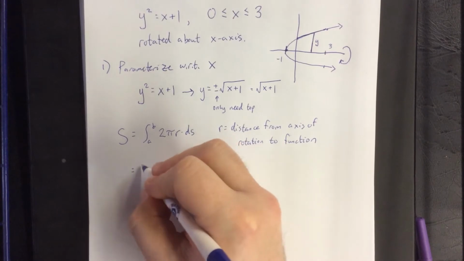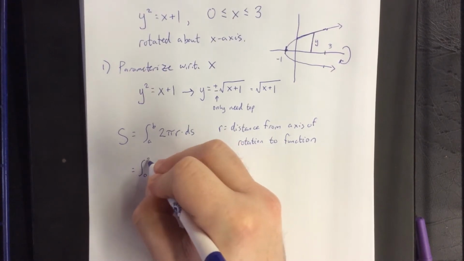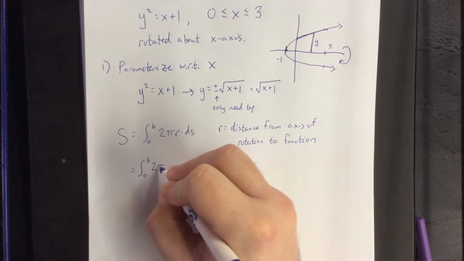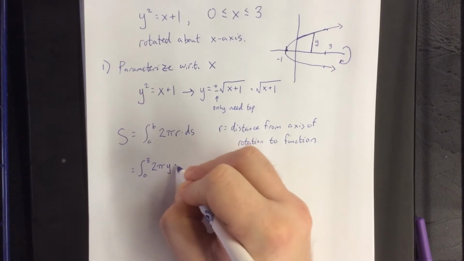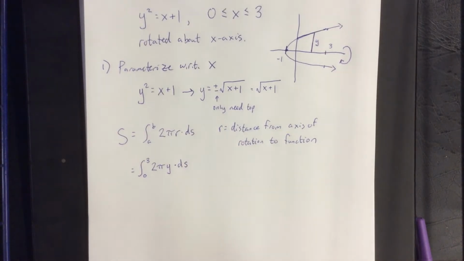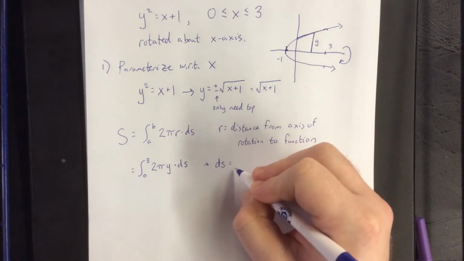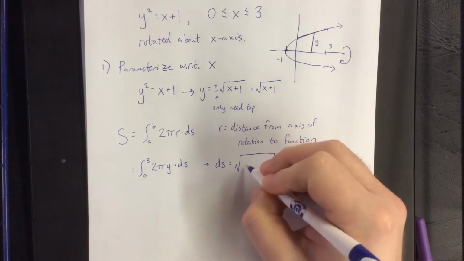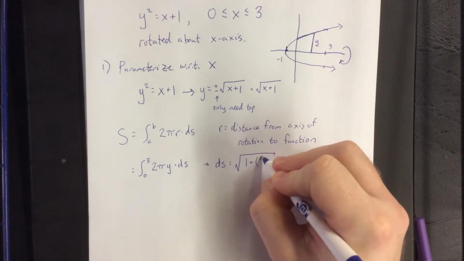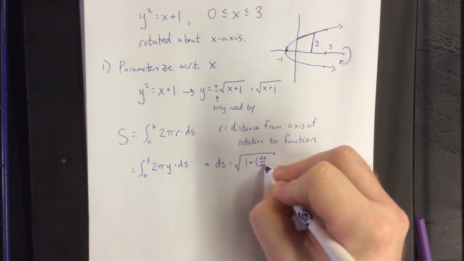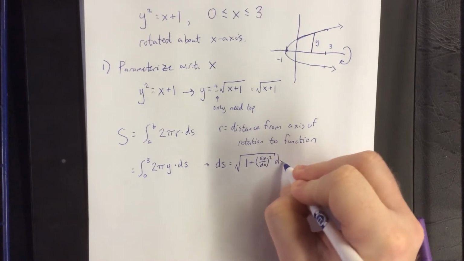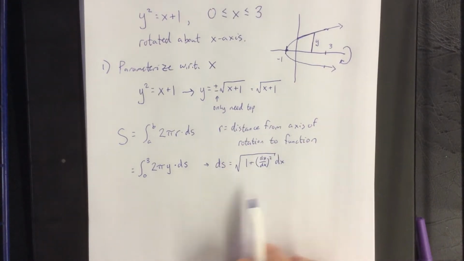So as we set this up, this is going to be the definite integral from 0 to 3 of 2 times pi times y times ds. Now, ds comes from our arc length formula, and if we are going to parameterize this in terms of x, it'll get the following parameterization. This will be the square root of 1 plus the derivative of y with respect to x, quantity squared, dx. This comes to us directly from the Pythagorean theorem.